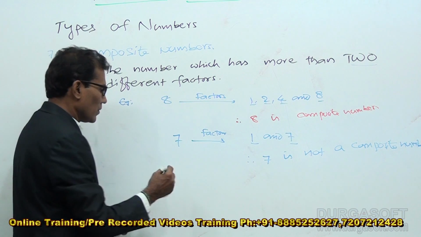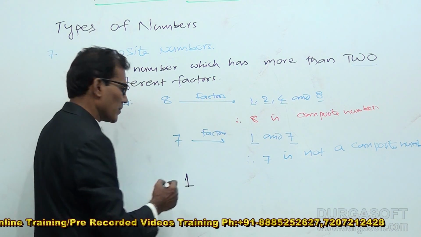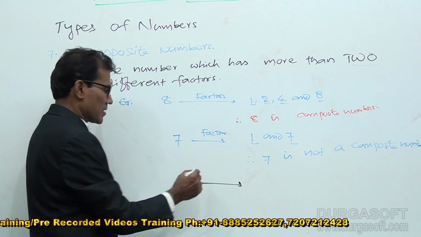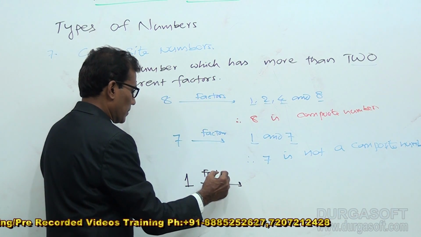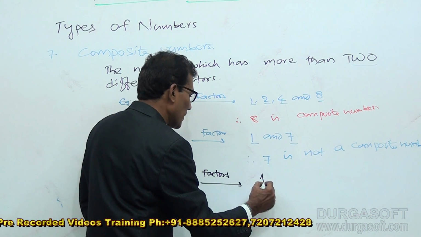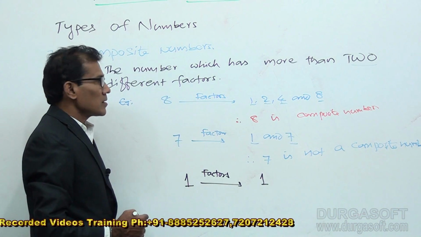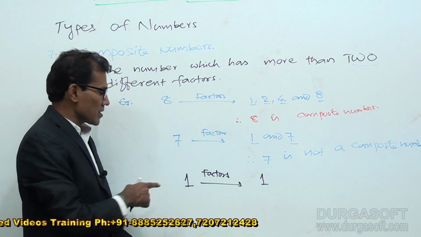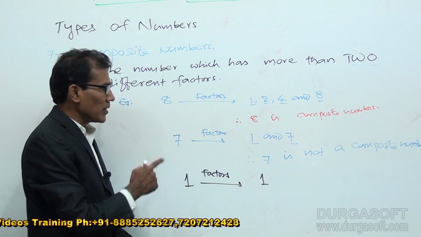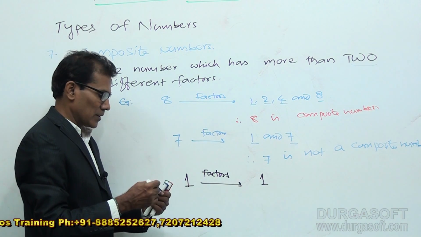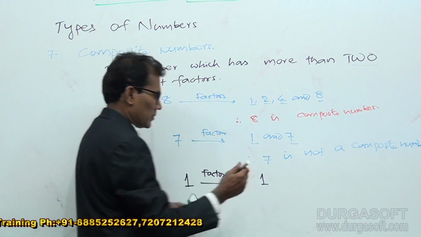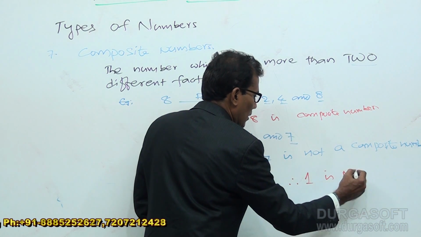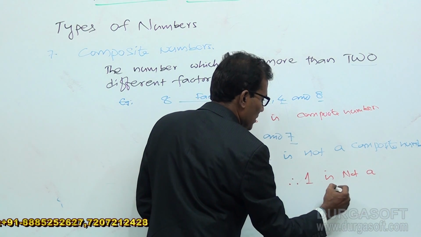Now coming to the very important confusing number, which is 1. How many factors does 1 have? There is only one factor. Since a composite number has more than two factors, and 1 has only one factor, that's why 1 is not a composite number.